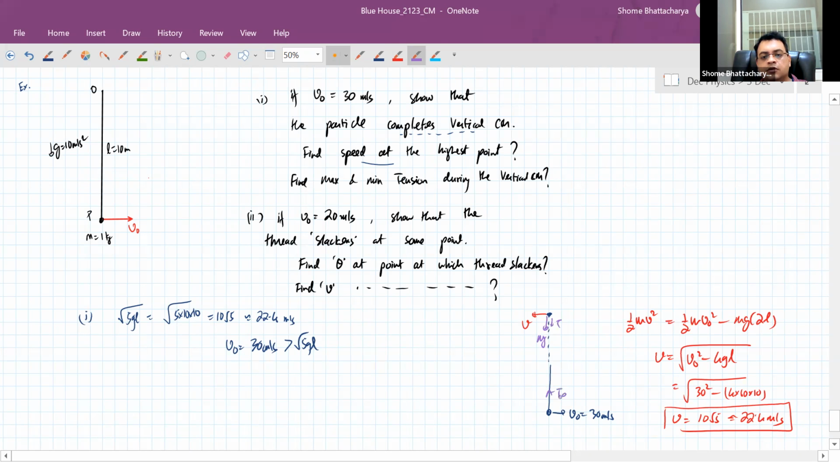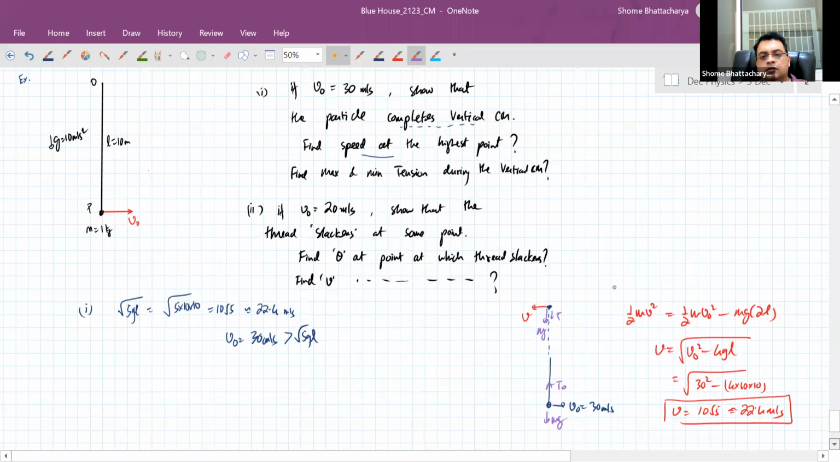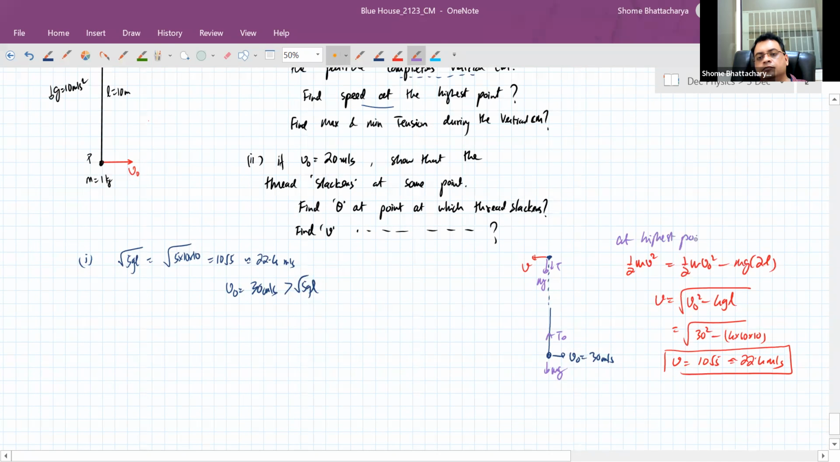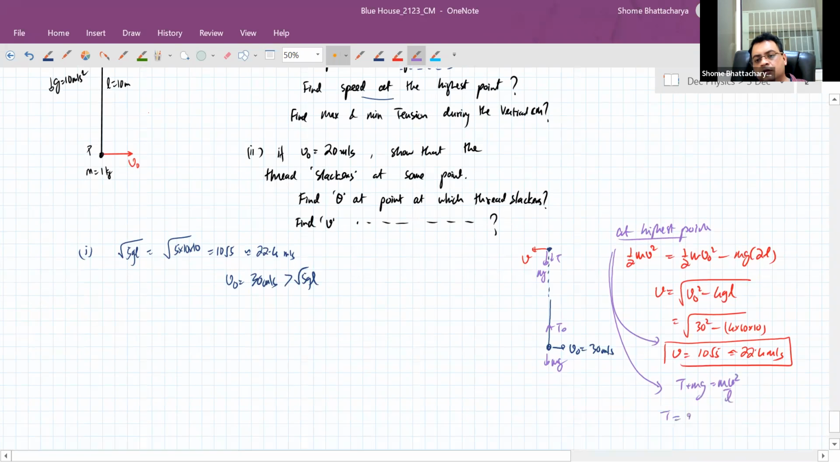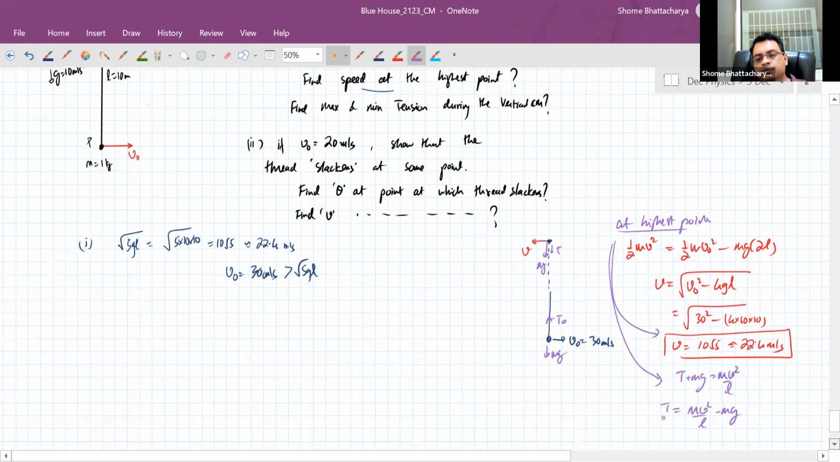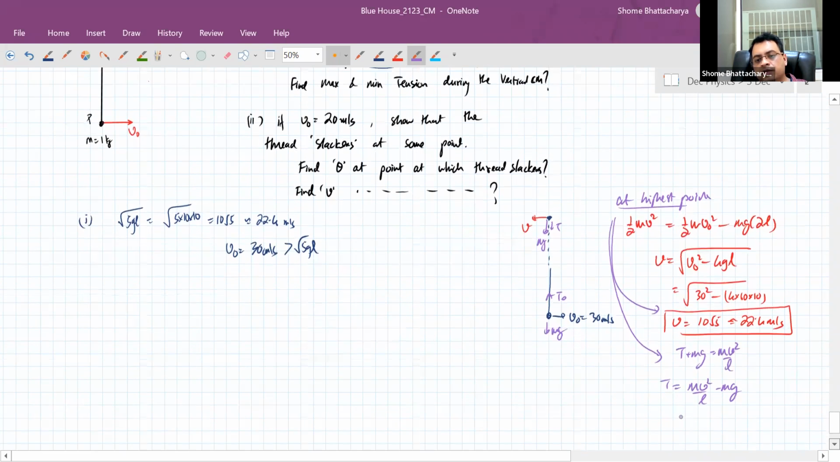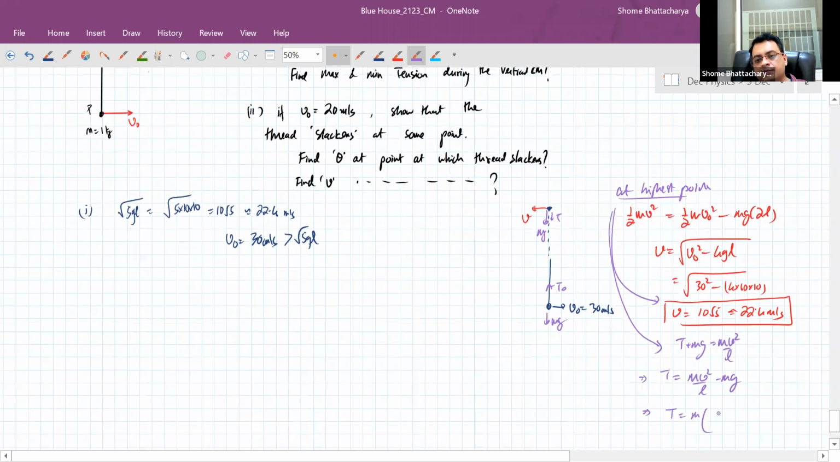Whereas at the bottom, it's a situation like this. At the highest point, our speed is so much and our tension is such that the tension should become mv square by L minus mg. Now we expect the tension should be a positive value, no? Because we've given V more than root 5 GL. And when we substitute, you'll see that that's what's happening.